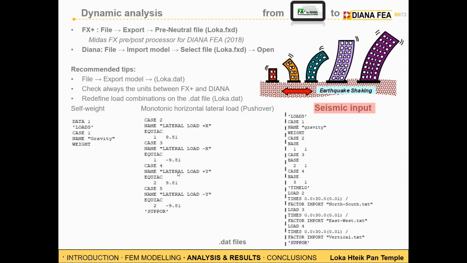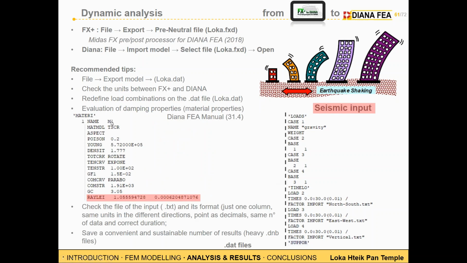As I already said, when you have the .dat file, it's very important because you can check units, you can check loads, and you can also set new loads. For example, in this case, we are going to maintain the self weight while we are discarding the pushover because we are not going to use it for the moment. And then we are going to select the seismic input.